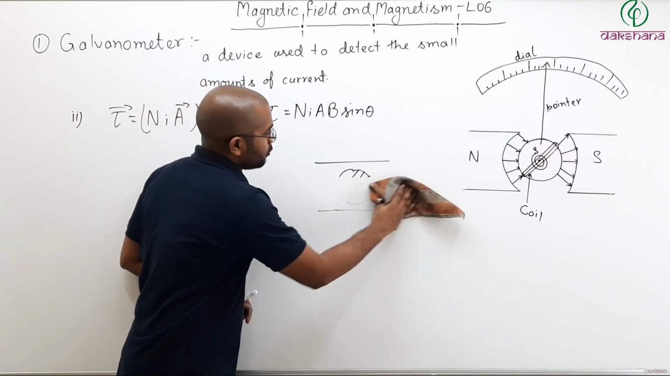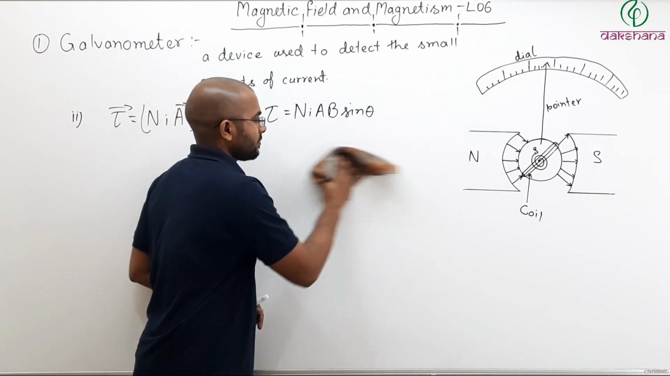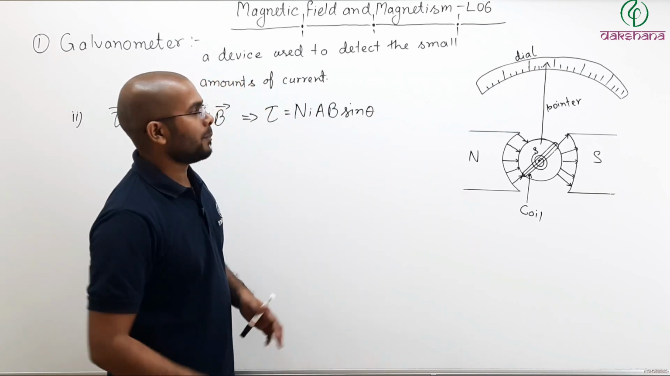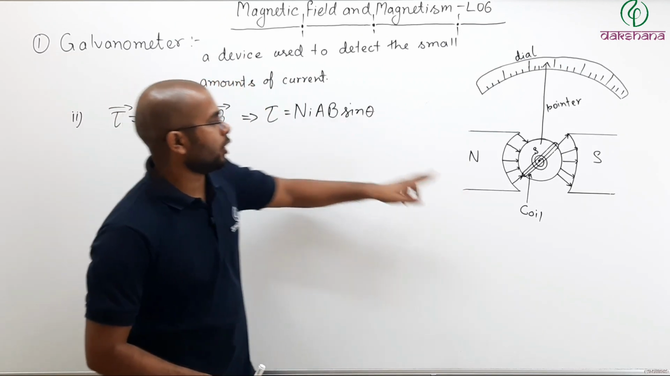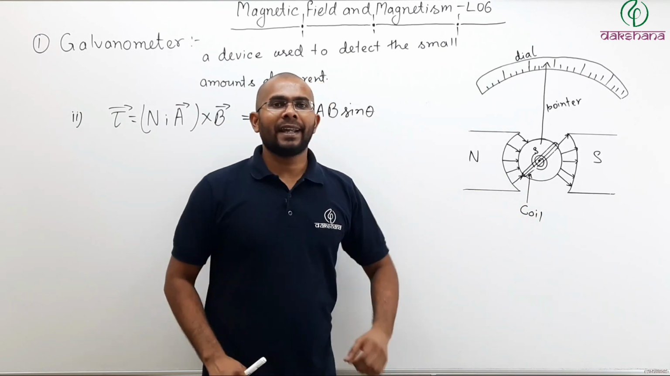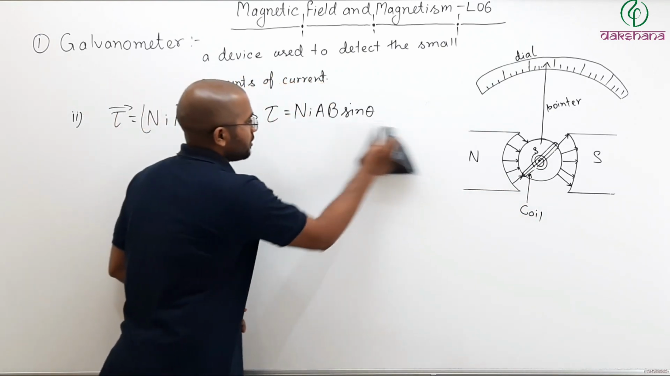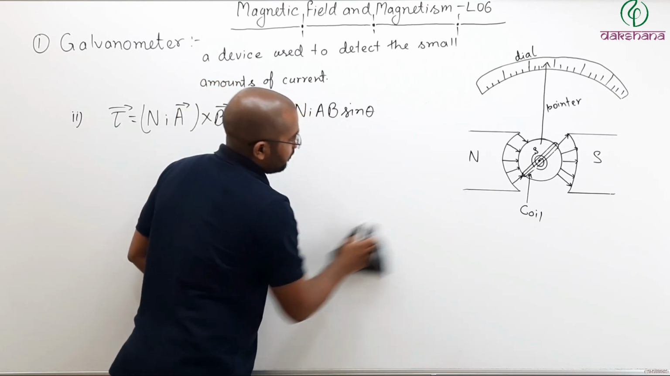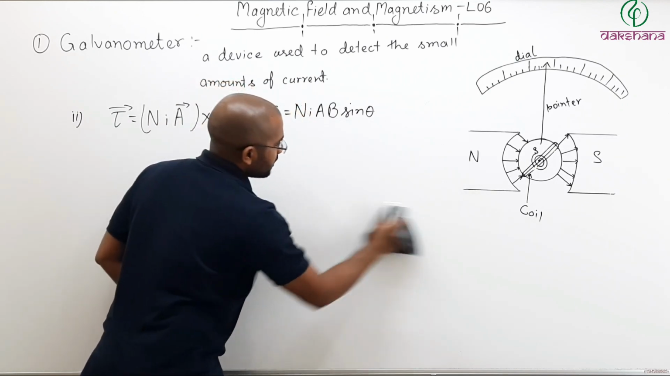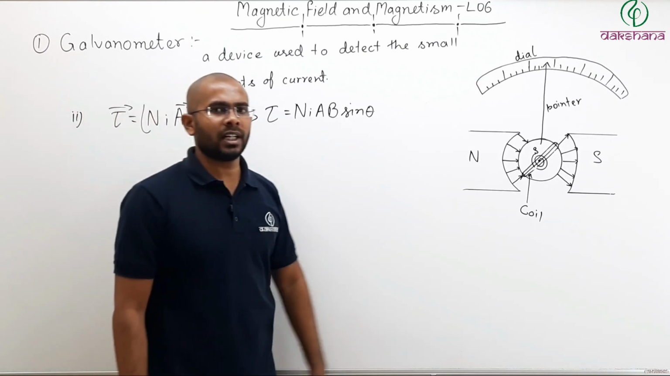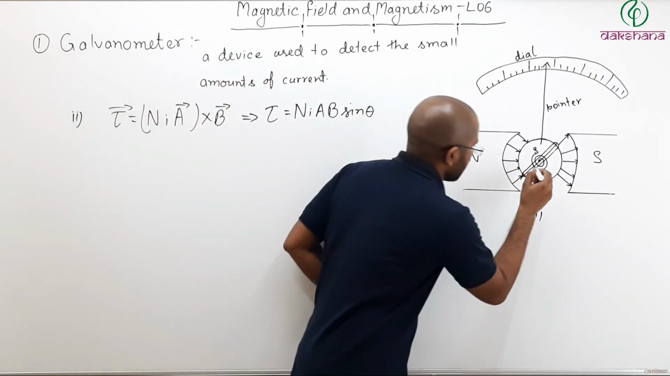And if rotation changes theta, my torque will also change. So in order to make the torque applied by the magnetic field on this coil independent of theta, what we can do is apply a radial field. Now how does a radial field make this torque independent of theta? Let us try to discuss.